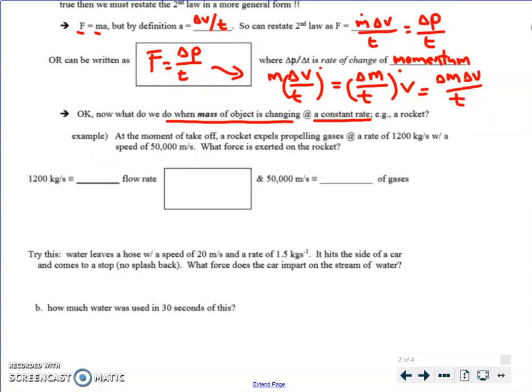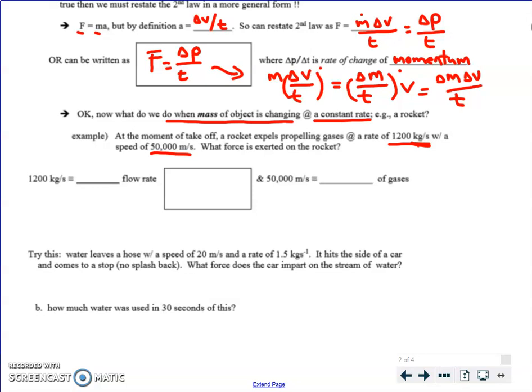So let's say at the moment of takeoff, a rocket expels propelling gases at a rate of 1,200 kilograms per second. Look at those units, because we haven't seen that before. And it does so at a speed of 50,000 miles per second. So the gas is leaving the rocket at a very high speed. And so what's the point of that? Because we want to propel the rocket using the third law of motion.